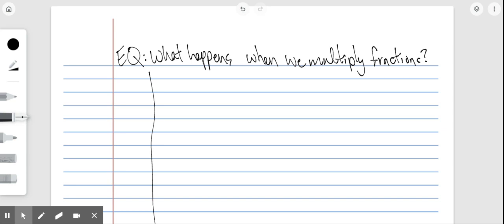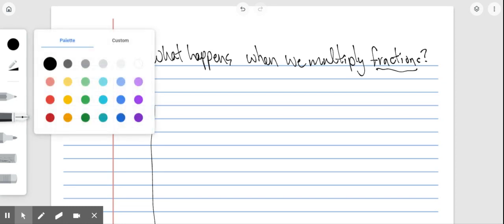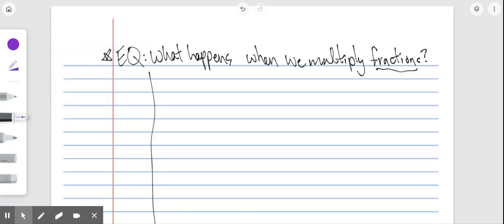All right, beautiful people. Today we're talking about what happens when we multiply fractions. So the first thing that we're going to want to do is define what it means to have a fraction. So I'm going to write an example fraction really quick. 2/3. Yeah, that's really big. Much better. Okay, so a fraction is a comparison of a part to a whole.